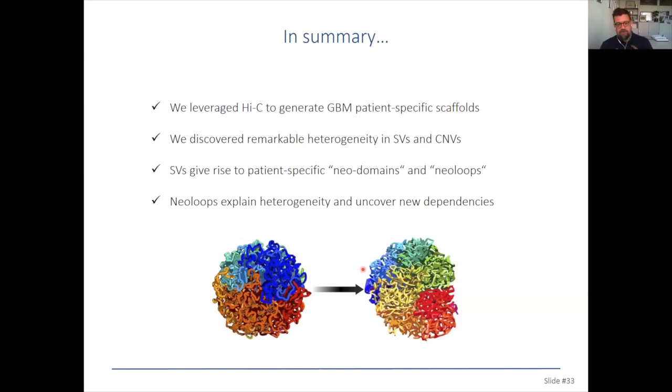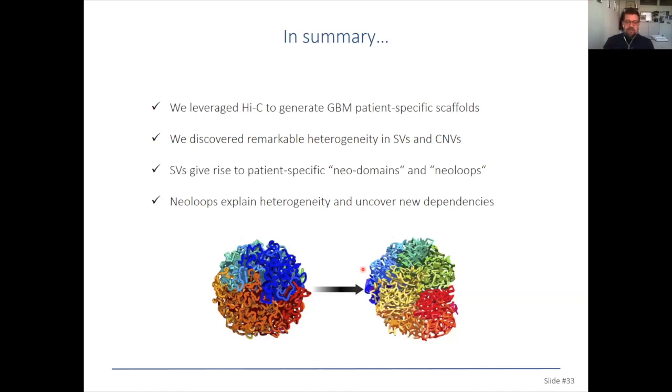our take-home message from this study, which is the first such large-scale cancer study in my group. So we can leverage Hi-C to generate patient-specific scaffolds of chromosomes and interactions. And when we do this in glioblastoma, we discover remarkable heterogeneity, both as regards structural and copy number variants. And what is really astonishing to me is that there's very little recurrence of most of these, the vast majority of these.